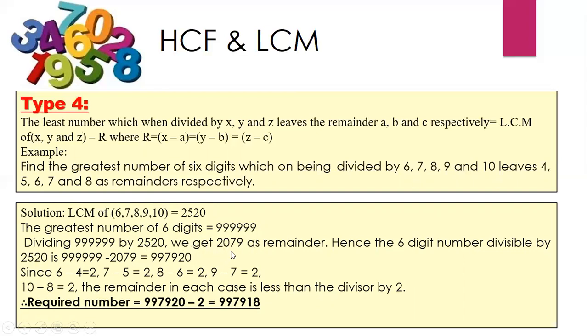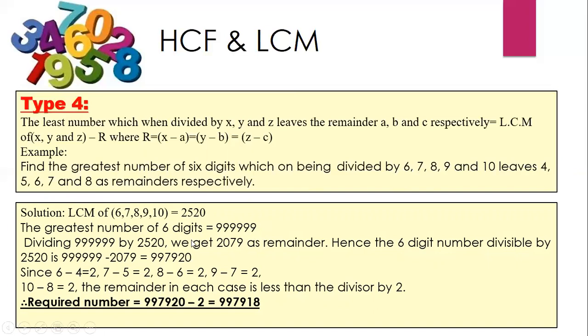So that 2079 should be subtracted from 999999. So we'll get 997920, which is the largest 6-digit number which is exactly divisible by 6, 7, 8, 9 and 10. But our question says it should leave the remainder 4, 5, 6, 7, 8.